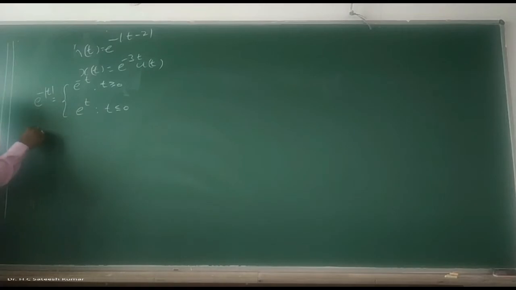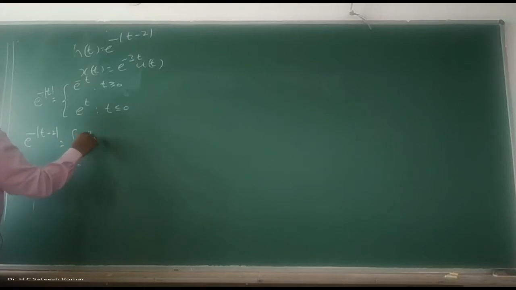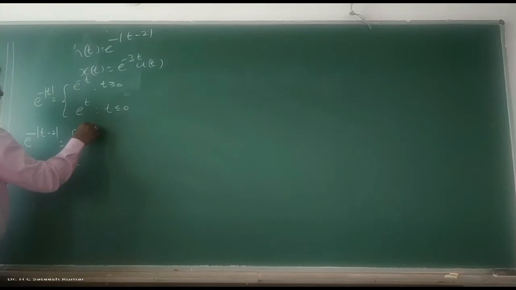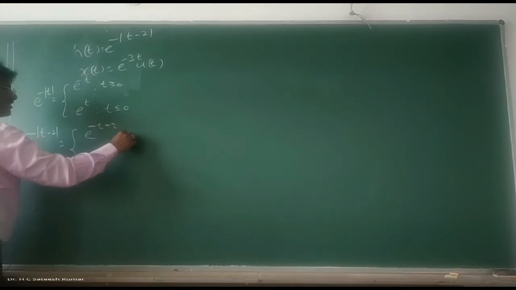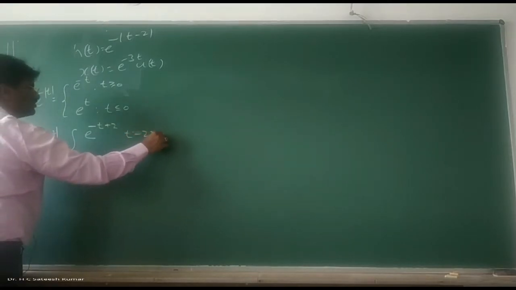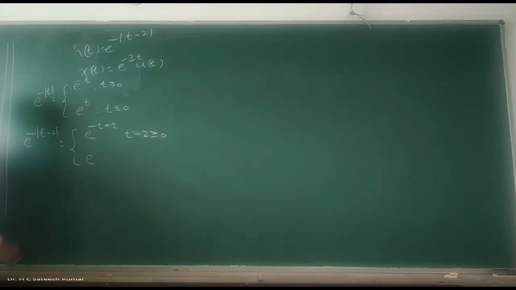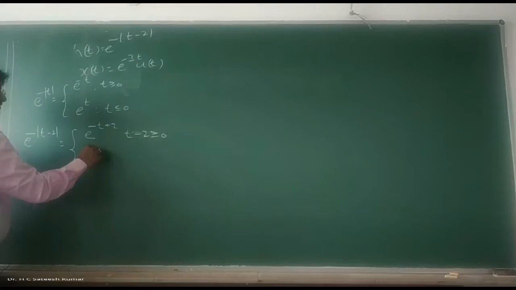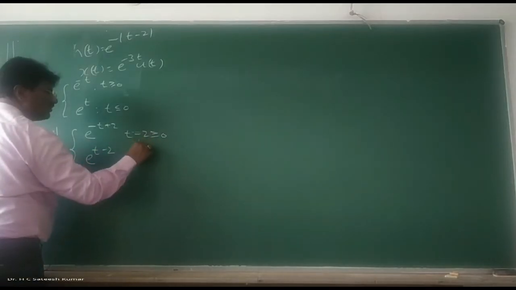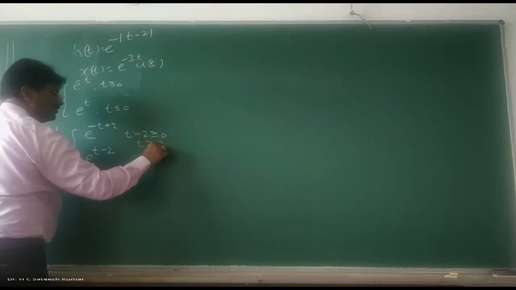e to the power of minus of t minus 2 is equal to e to the power of, replace t by t minus 2, so minus t plus 2 for t minus 2 greater than or equal to 0. Okay, I have done it in last class. One small mistake I did, that's what I am correcting. So t minus 2 greater than or equal to 0 means t greater than or equal to 2.